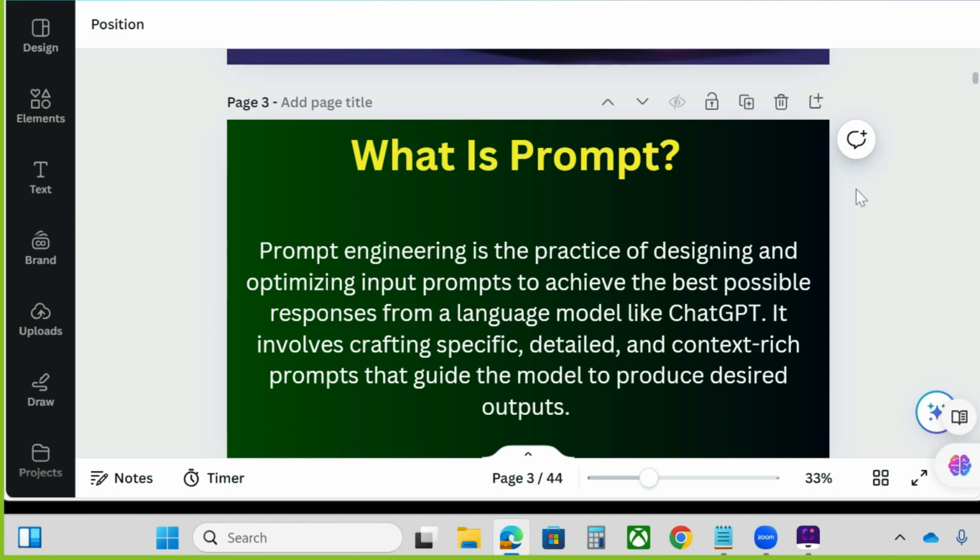So, in prompt engineering, the more creative you will be, the better answer you will get from ChatGPT or any other artificial intelligence tools. Okay, so again I'm saying, the more creative you will be, the better answer you will get from ChatGPT or any other artificial intelligence tools.